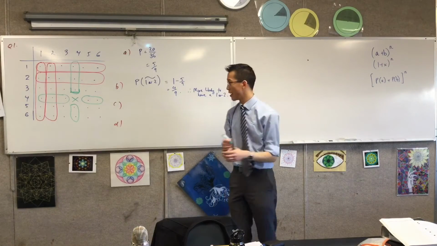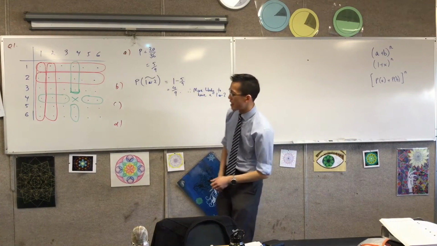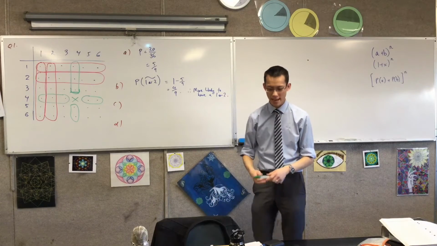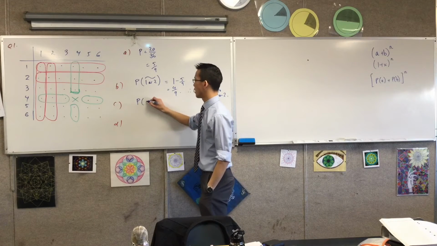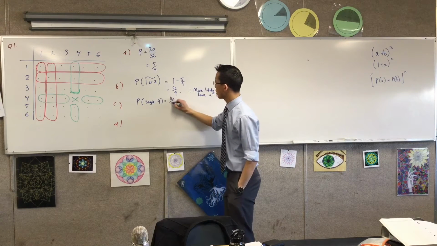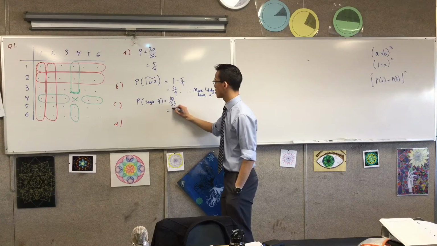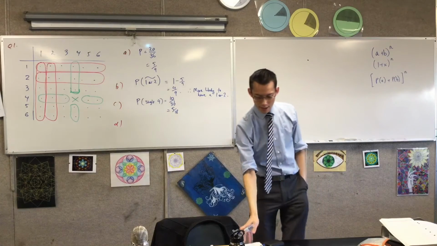So read carefully. A single word changes it, right? I've excluded the double, which means how many have I circled all up? 10. It looks like 10, right? So the probability of a single 4 is 10 on 36, which is 5 on 18. Happy days? Okay, last one.